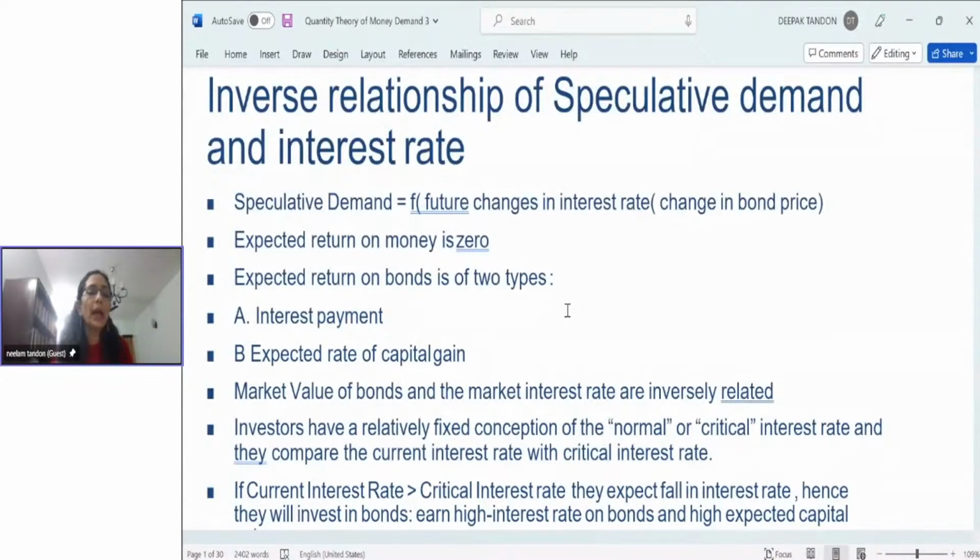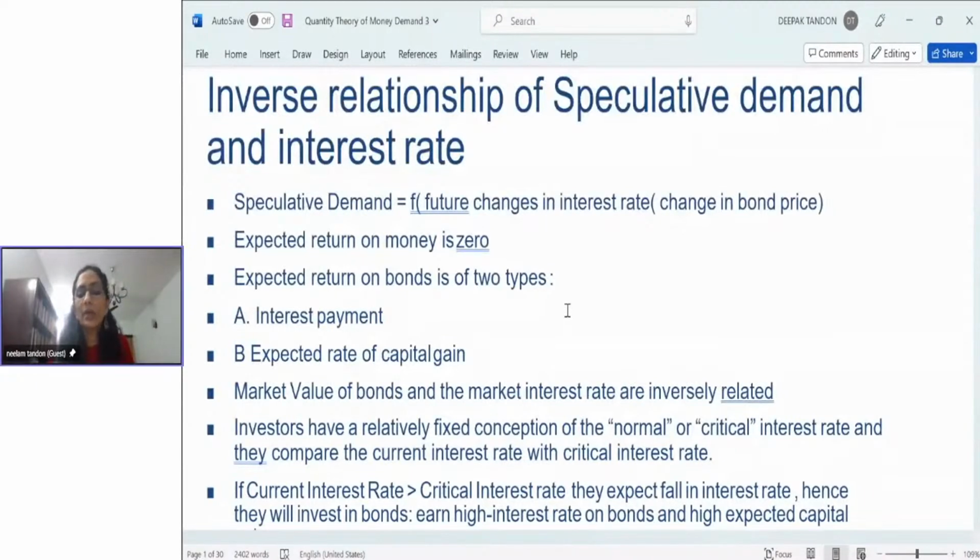It is believed that the return on money is zero. So when you believe that money is not going to give you any return, you invest in the market. You invest based on two parameters. One, how much interest payment I'm getting, that is the coupon rate. Number two, what is the expected rate of capital gain? If I have to sell my bond in the market, how much profit am I going to make? If I'm going to make a profit, let me buy it today. Otherwise, I'll not buy it, isn't it?